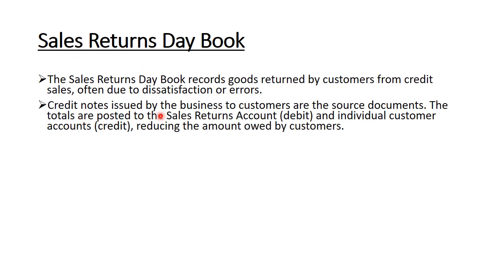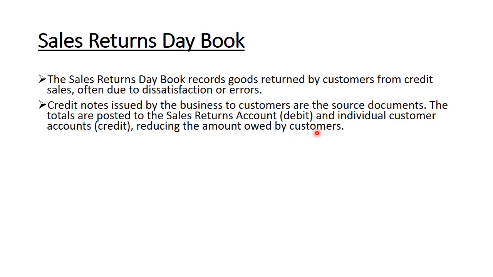Credit notes issued by the business to a customer are the source documents. The totals are posted to the sales returns account on the debit side, since you are receiving the items, so your sales returns account is going to be debited, and individual customer accounts are going to be credited since they are giving away the items.